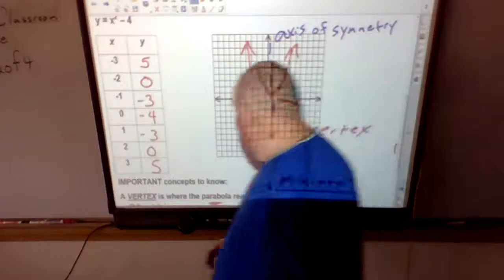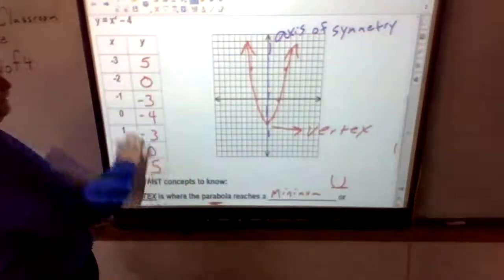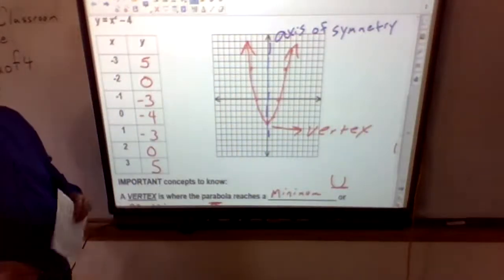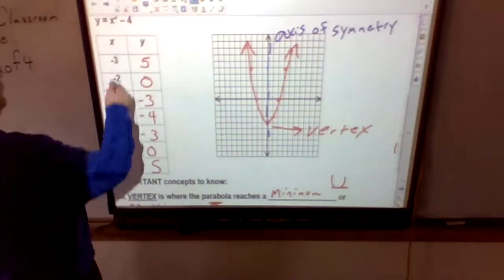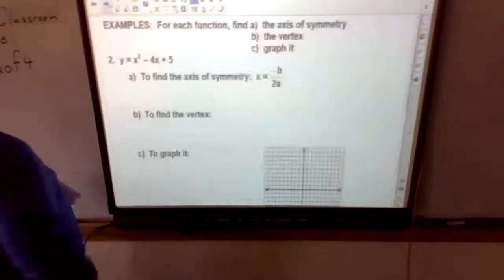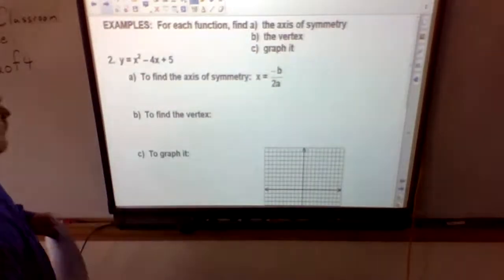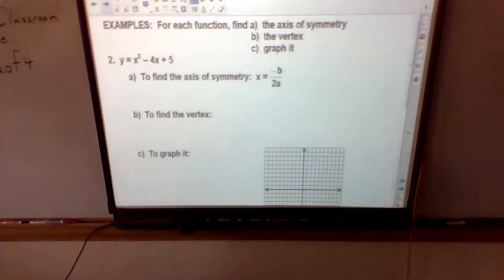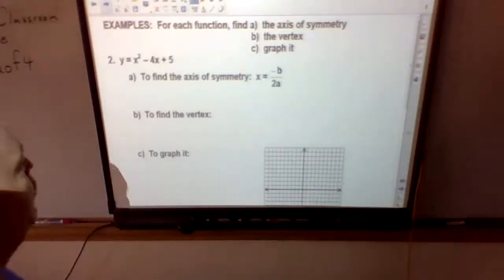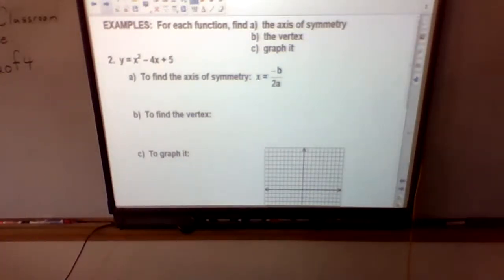So let's go to the back. If you need to pause me to go back and copy any of this down, make sure you do so. It's a great thing about these videos that you can pause me and rewind me and go back. Okay, for each function, find A, the axis of symmetry, B, the vertex, and C, graph it.